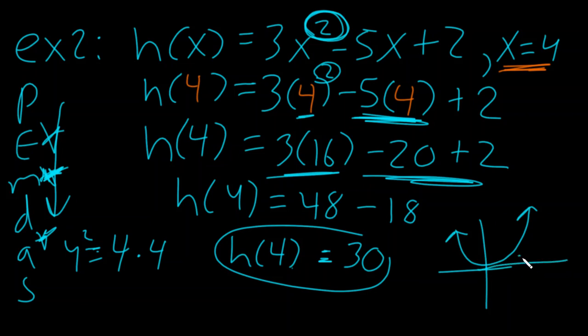We're saying that if we went over to 4 on the x-axis and we went up and we hit this graph, it would be hitting at a height of 30. And that's how we can evaluate this function at a specific point. Go ahead, pause this, and let's move on to our next example.